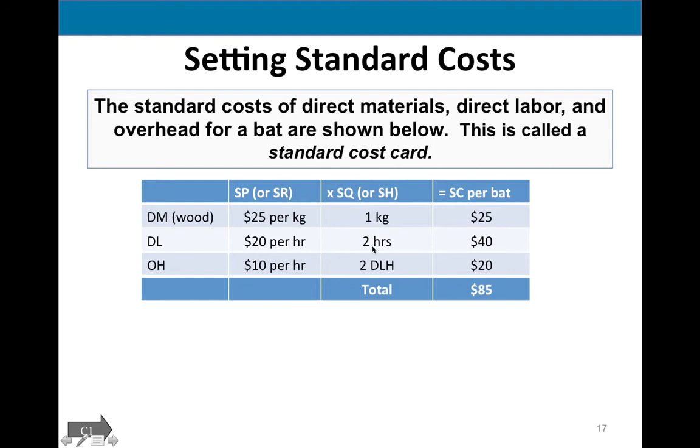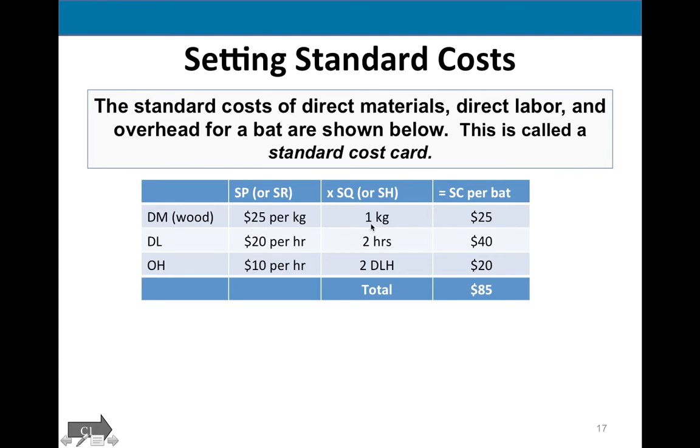And same with direct labor. Our production manager might determine that it requires 1.85 hours to manufacture one bat, but we have to think about employee breaks and cleanup and machine downtime. So these are the practical standards. And so we have, again, the dollar standards, standard price or standard rate, and we have the quantity standards, standard quantity or standard hours.